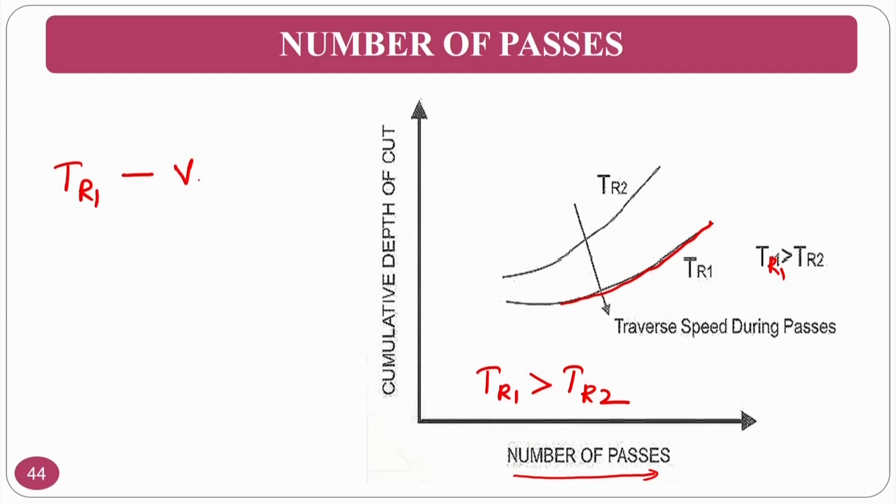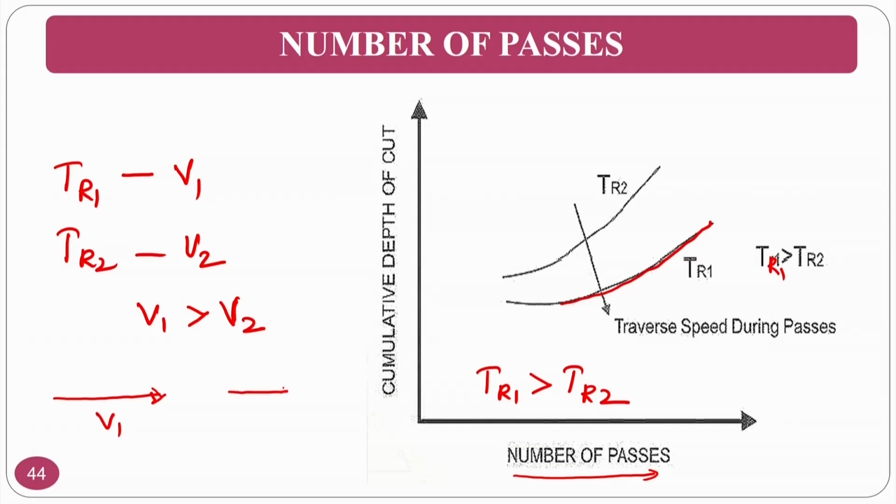TR1 is velocity 1, TR2 is velocity 2. Velocity 1 is higher than velocity 2, because of which the movement of the nozzle is very fast in the case of V1, while in the other case it is less. Because of this, in this condition there is insufficient time to cut the material compared to V2. That is why your TR2 will give you more material removal in terms of depth of cut.